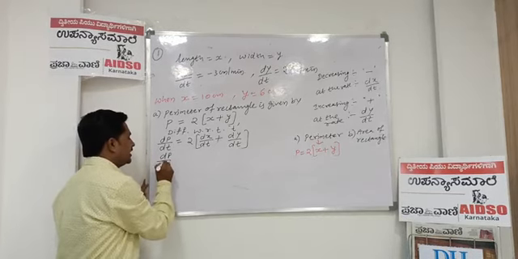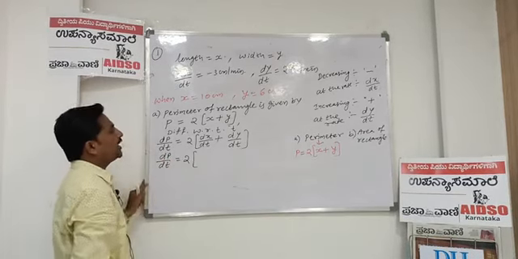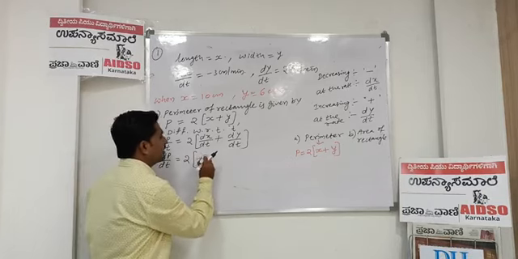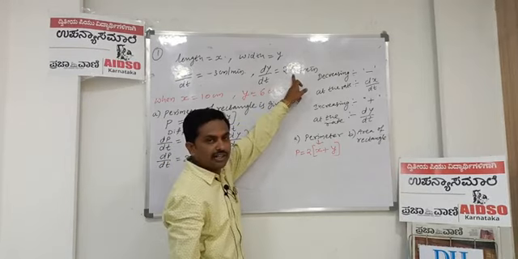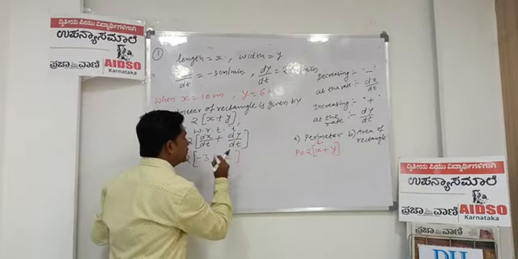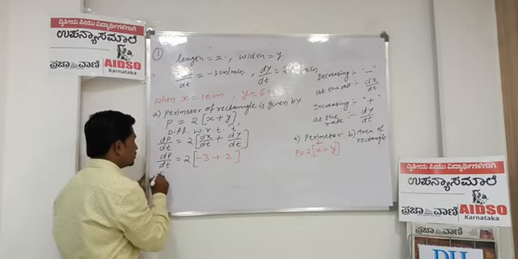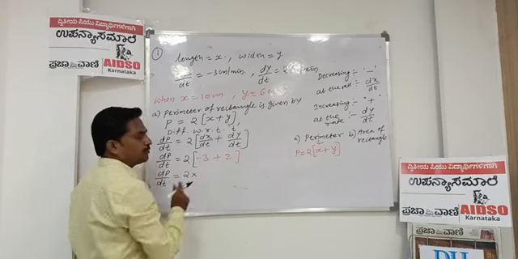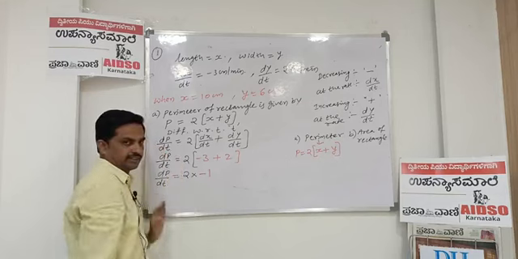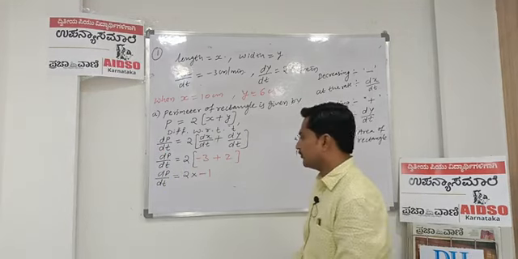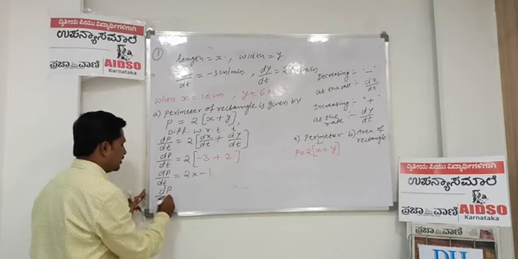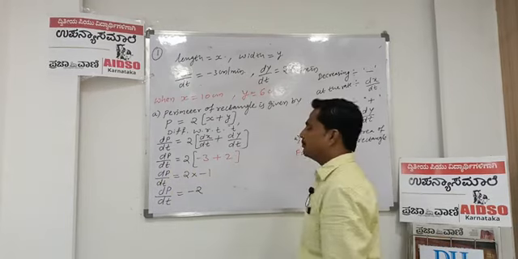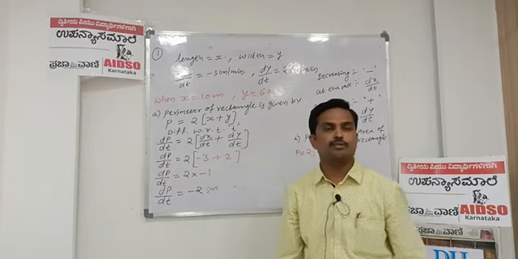Then dp by dt is equal to 2 into, we have a value for dx by dt. What is the value we have? It is minus 3, plus, what is the value for dy by dt? We have 2. So dp by dt is equal to 2 into minus 3 plus 2, which is equal to 2 into minus 1. So dp by dt is equal to minus 2. This is the rate of change of the perimeter of the rectangle, that is minus 2.